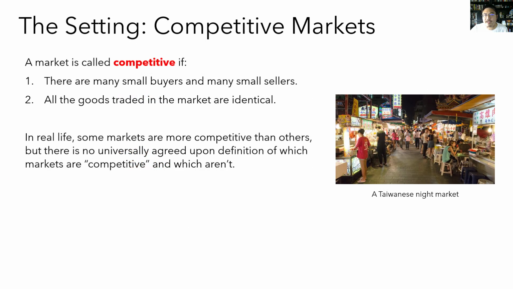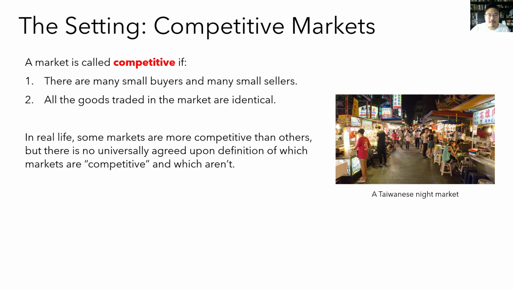Before we can begin our study of supply and demand, we first have to describe the setting in which supply and demand is taking place. And so we first have to describe the market that we're going to be thinking about. For the purpose of thinking about supply and demand, we're going to focus on what are called competitive marketplaces. When an economist says a competitive market, they have something very specific in mind.